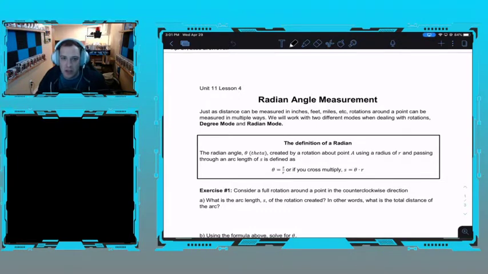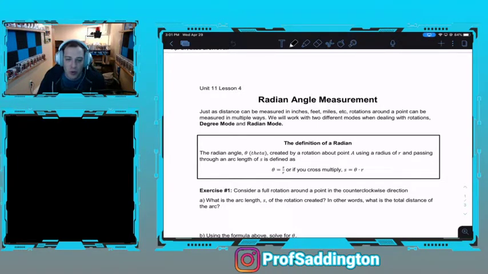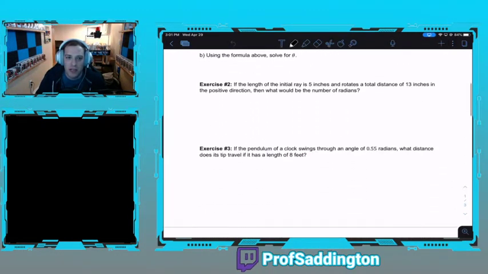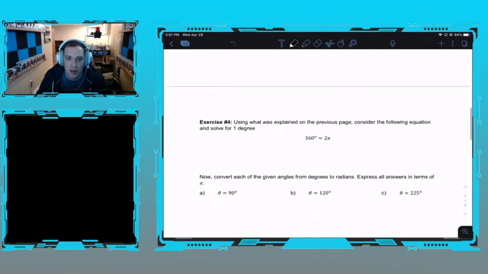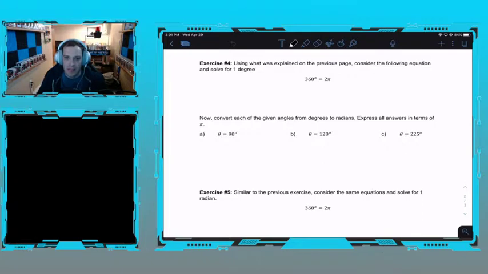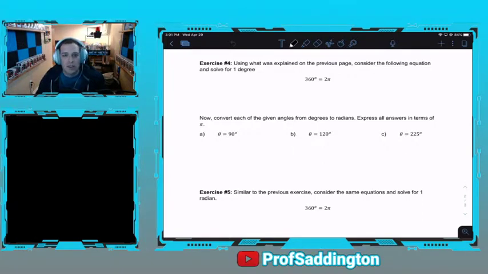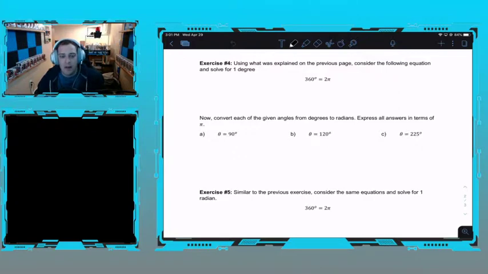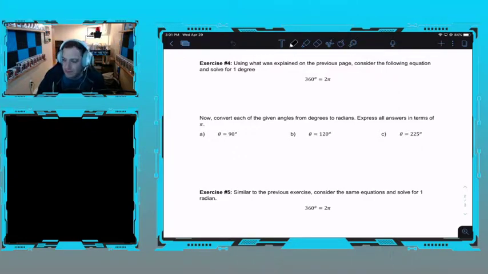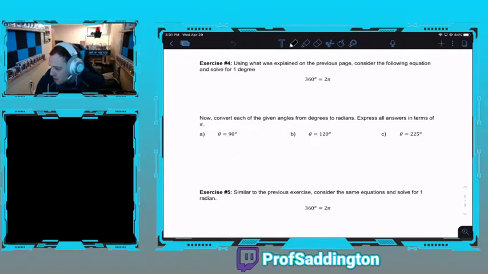So we are going into a new thing called radians. Again, I'm going to skip over page 1 for today. We're going to go back and do page 1 tomorrow. I'm going to jump down to the second page, and I'm going to talk about some conversions and what radians are. Okay?